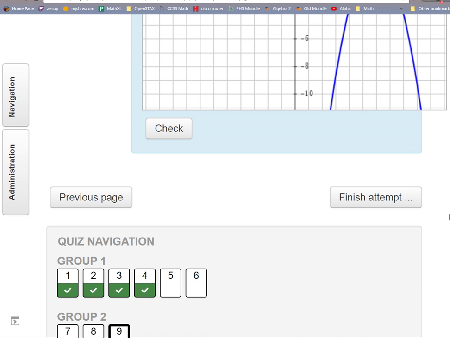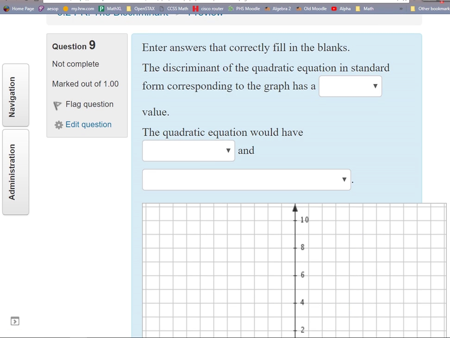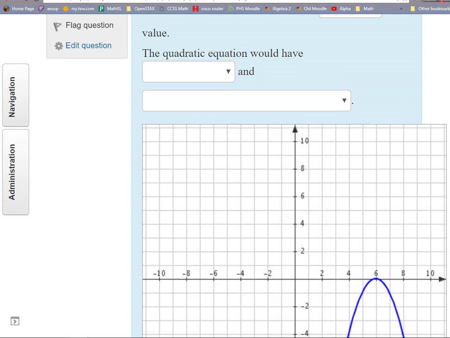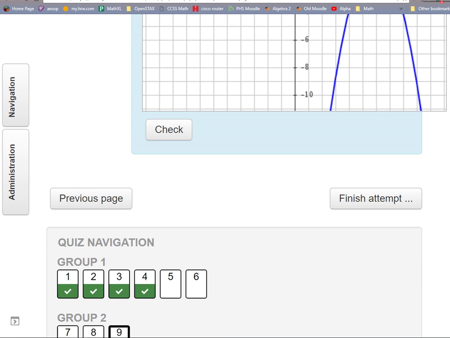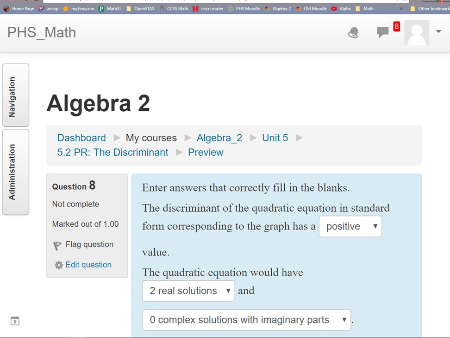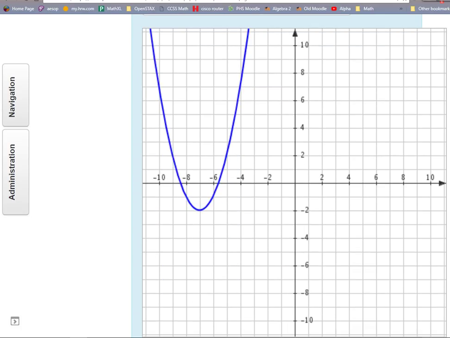I don't understand. Okay, this one right here, the other one I did? Okay, so let's go back. Let's see. Previous. Okay, that one, right?